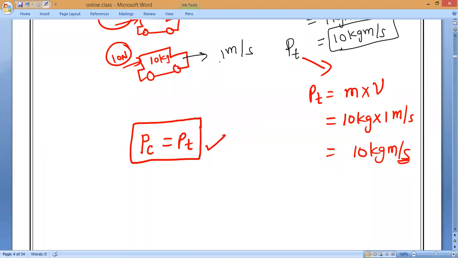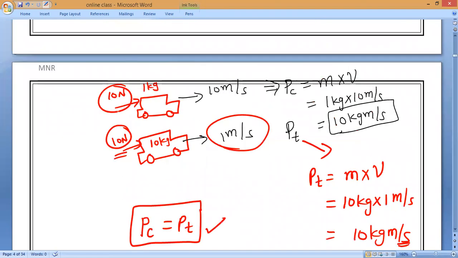Of course, their attained velocity is different, but the applied force is the same. That is what you have to remember. So even though there are two different bodies, a heavy body and a lighter body, of course the light body will attain more velocity, but finally the momentum gained by both the bodies is the same. That is Newton's second law.